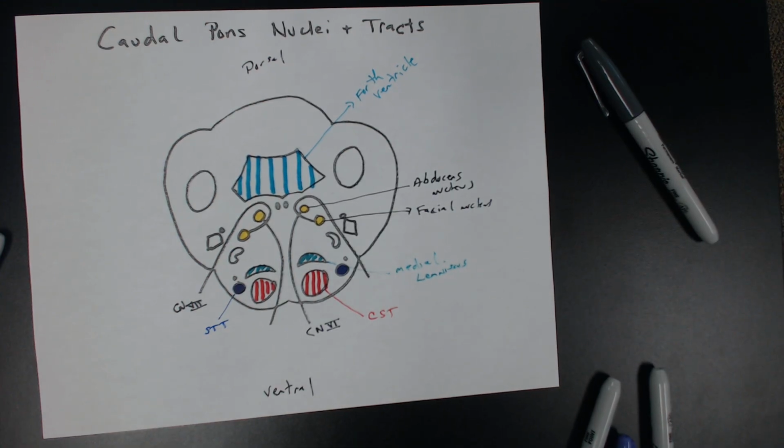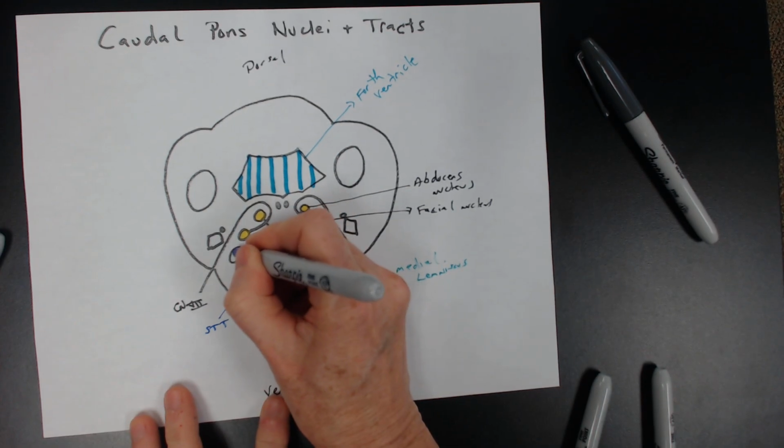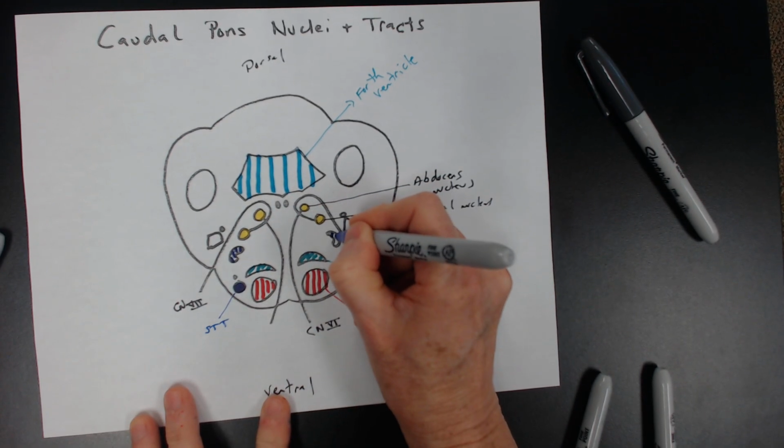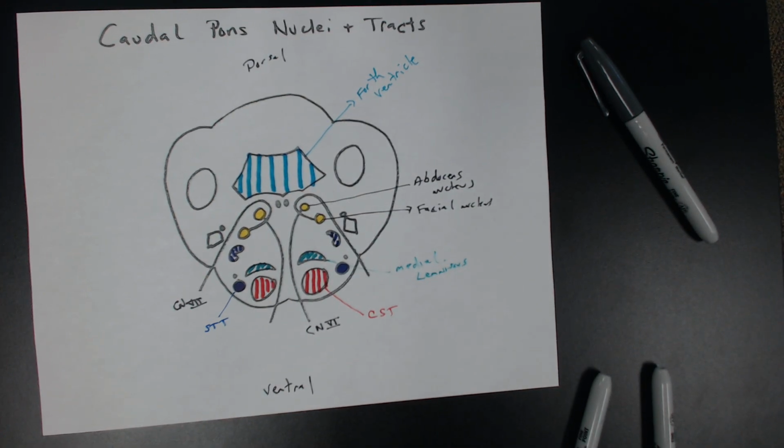We also talked about that sensory nucleus. It's involved in receiving information from the face. You remember that one? That's going to be your spinal nucleus of trigeminal. Okay, so it's a kidney bean shaped nucleus.